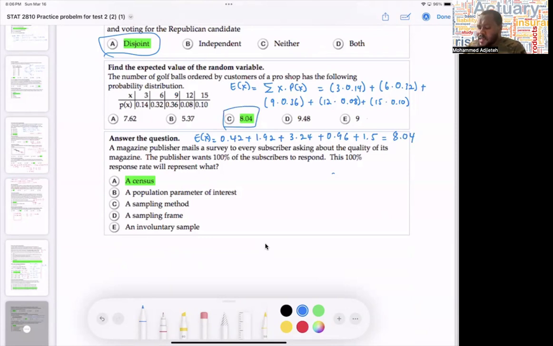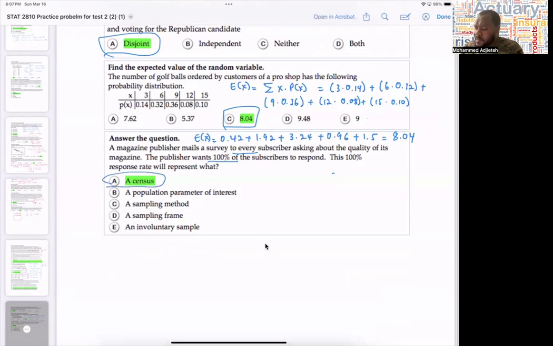Okay. And then let's get to this problem. We are told that a magazine publisher mails a survey to every subscriber asking about the quality of its magazine. The publisher wants 100%, so all of its subscribers to respond. This 100% rate will correspond to what? The census. Census means everybody. So that is all about that one.